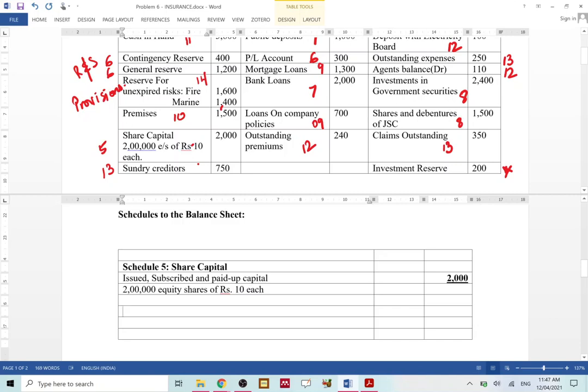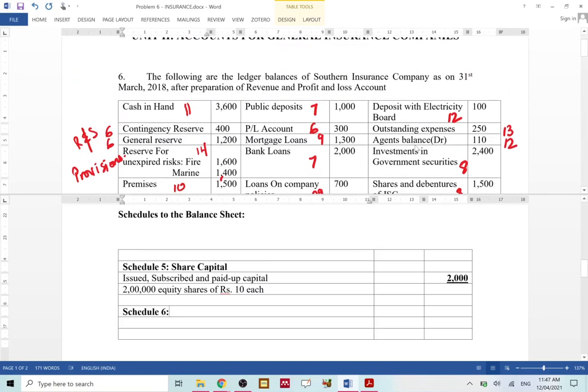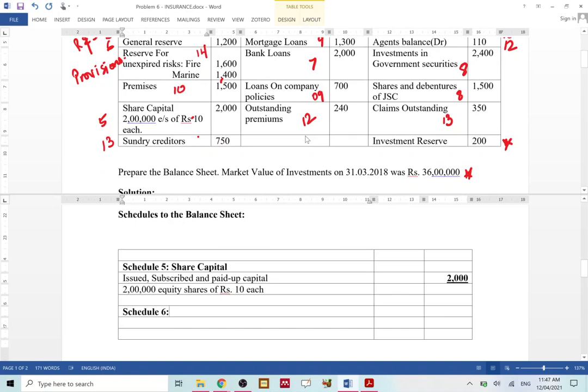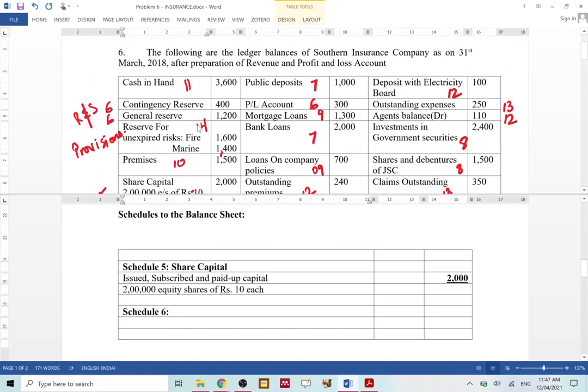Next one, so we have schedule 6 in the problem. Anything mentioned under schedule 6? Let's just take a look. Yes, all the reserves and surpluses will go under schedule 6, and for now we have something called a profit and loss account balance that has been brought forward. Other than that we also have contingency reserve and general reserve that go under schedule 6, which is reserves and surplus.